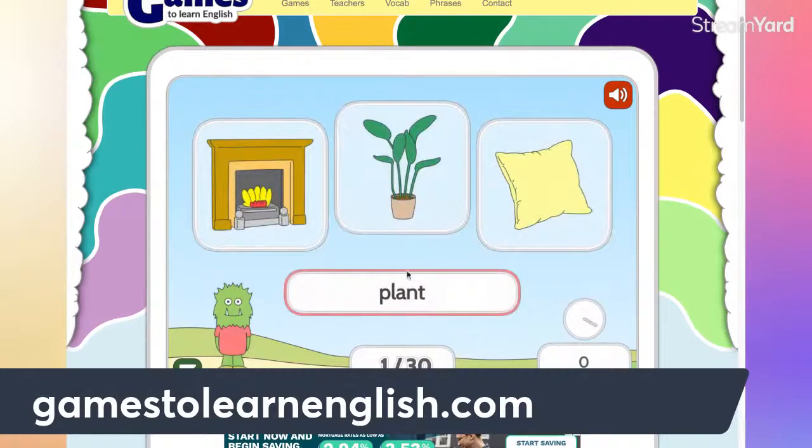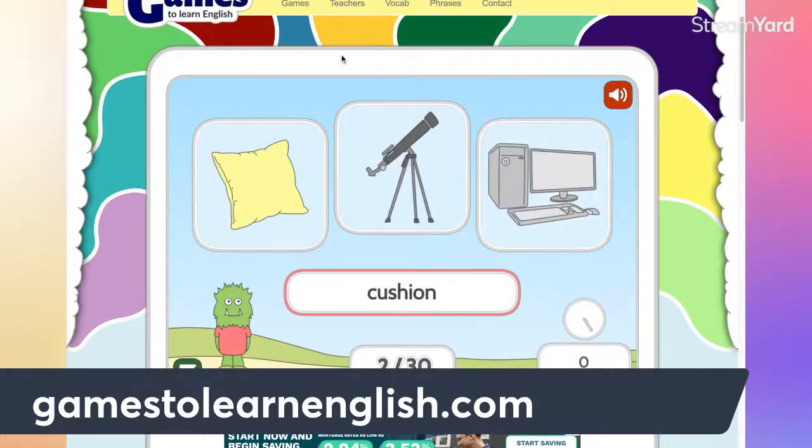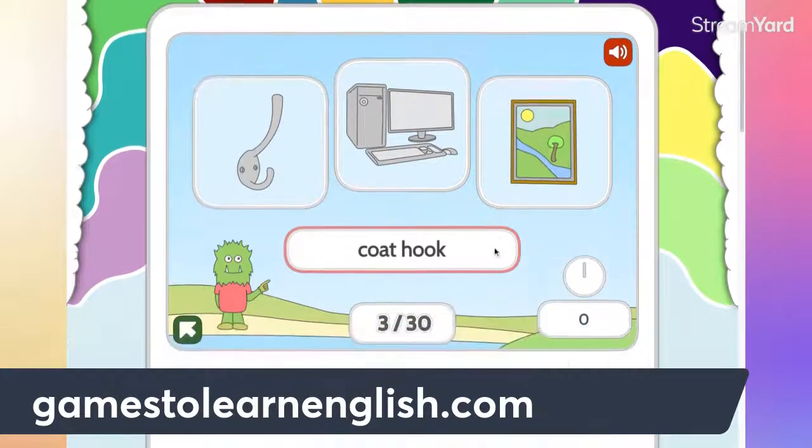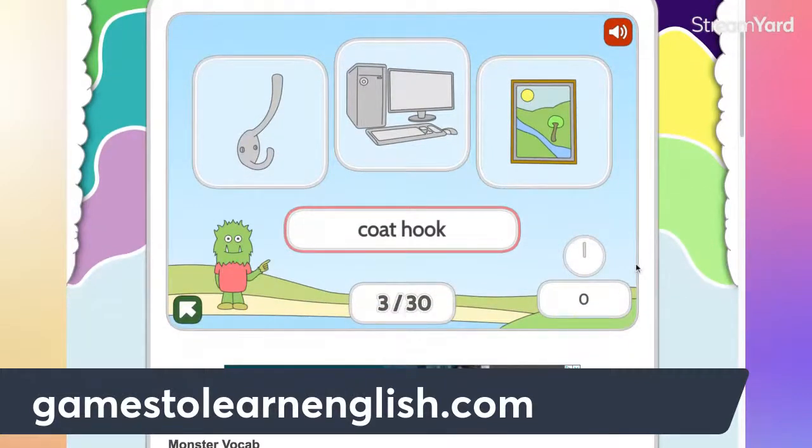Plant. Is it one, two, or three? Cushion. One, two, or three? Coat hook. So you're going to go through all of this. It will keep track of how many you got right and did down below here. You will see there's also a timer. So if you can do the selection before the time goes all the way around, you can collect points to see how well you did at the end.